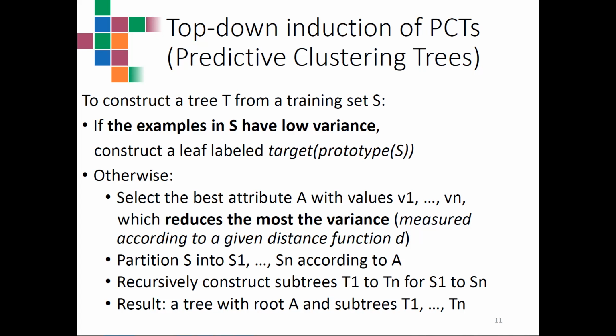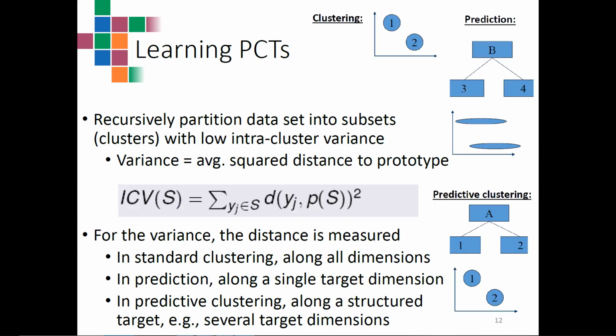We want to split the data into subsets where this variance is lowered, but now this variance across all of the variables of interest. And then once we choose a test, we call this process recursively, and so the tree is constructed. This intra-cluster variance function is shown on the slide. It's really the sum of squared distances between each of the samples and the prototype, or the average.